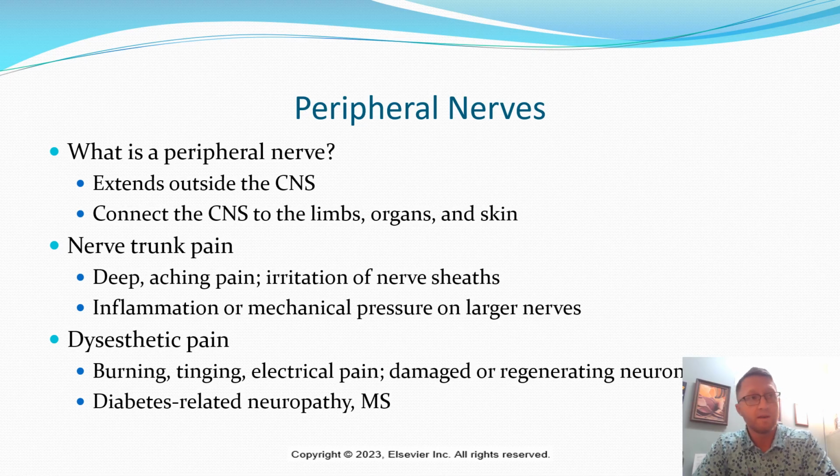Compare that to nerve trunk pain, which is deep aching pain. Okay, so know the difference between those two types of pain, especially as we get into some of our case scenarios and for our exam material. You'll need to know the difference between nerve trunk pain and dysesthetic pain.